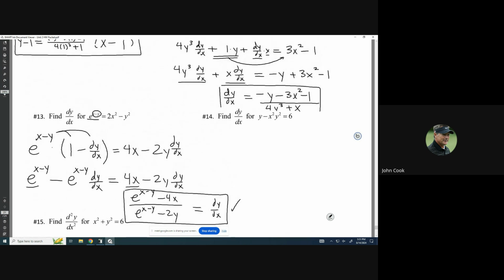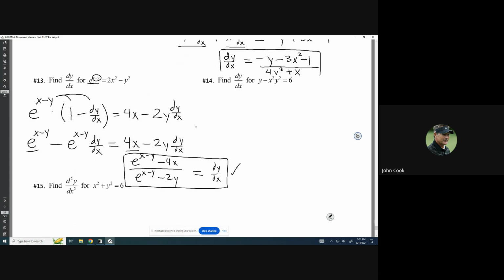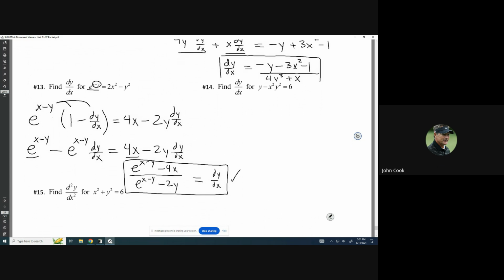Okay, so that's all the way through number 13. Do we want to do 14 real quick? Do we got time? Yeah, let's do number 14. It's the same thing, right? Implicit differentiation. And we only have to find one derivative, unlike the next one. So yeah, let's do it. All right, so derivative of y, that's dy/dx.